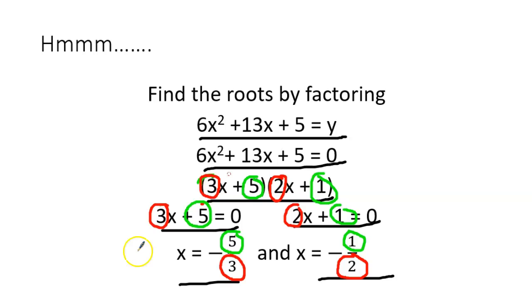Now, why does this matter? Well, I want you to notice something. The red ones, the 3 and the 2, which are the numbers that go on the bottom of our answers, the 3 and the 2 come from this 6, don't they? 3 times 2 is 6. And the green ones, the ones from the top here, the 5 and the 1, those come from this last number over here. Okay? So what's my point in telling you this?